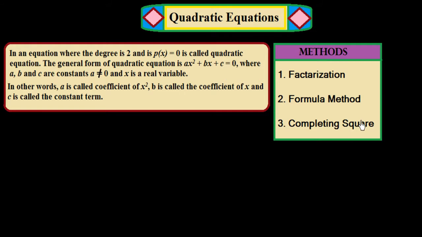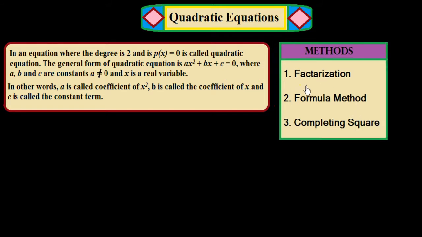So let us start with the first, the factorization method. We are taking one example: 2x square minus x minus 3 is equal to 0. This is our quadratic equation. We have to find the roots of this quadratic equation, that is, the values of x. Since the degree is 2, we get two roots.